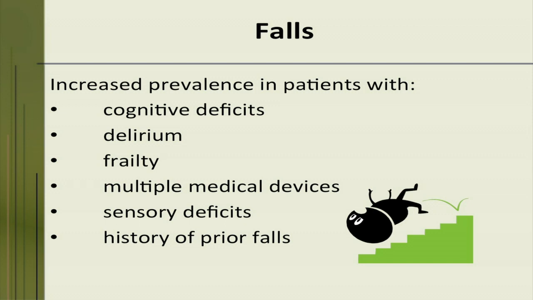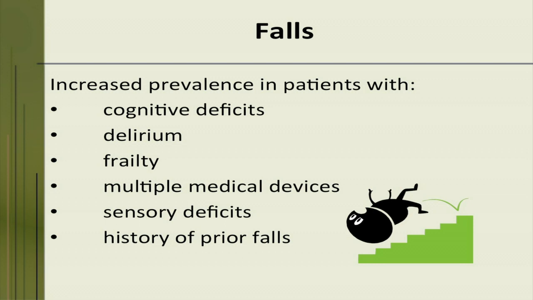Patients who fall in the hospital stay 12 days longer than counterparts who do not fall. We know that there's an increased prevalence in patients who have cognitive deficits, delirium, frailty, multiple medical devices, sensory deficits, and also a history of falls. Frailty, let me just define that, is people that have unintentional weight loss. They feel exhausted, they're weak, they have slow walking speed, and they have low physical activity.